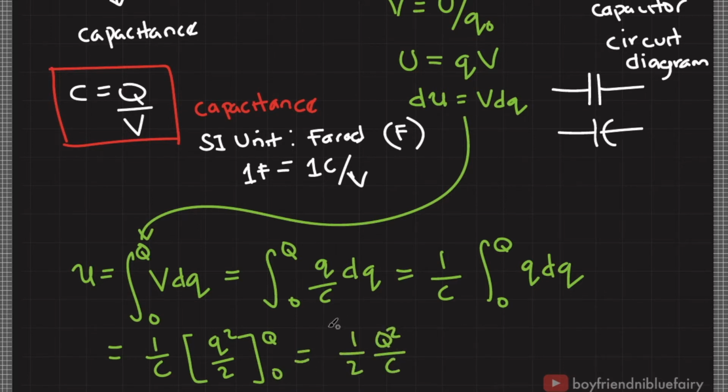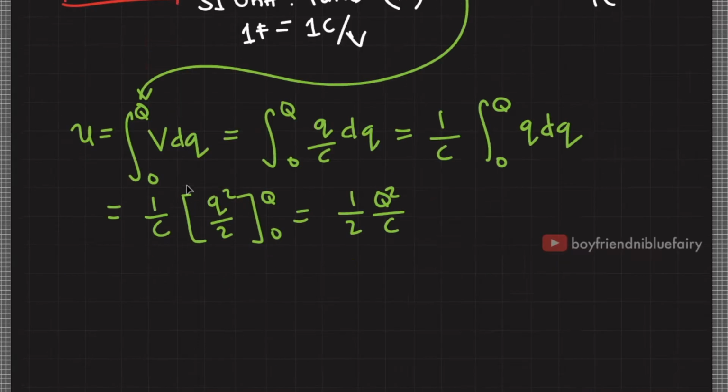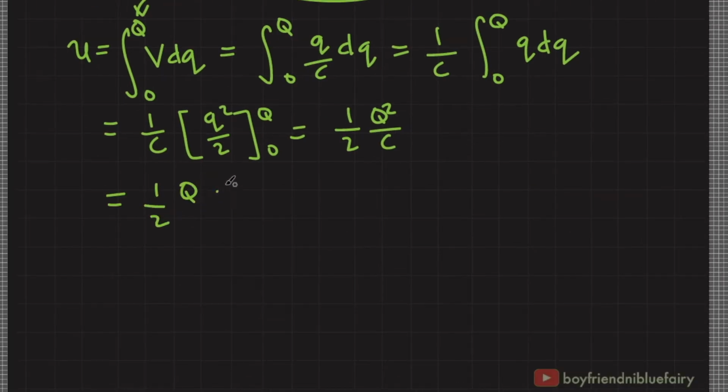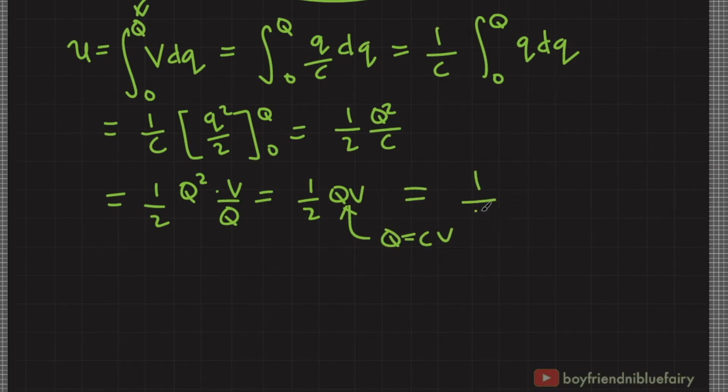Now this is the equation for the potential energy stored in capacitors. And notice that I can rewrite this equation into other forms. For example, if I replace C here with Q over V, I'll end up with the following. And notice that I can rewrite this equation again into another form. If I plug the definition of capacitance here, so I can plug Q equals CV here, I'll end up with 1/2 CV squared.